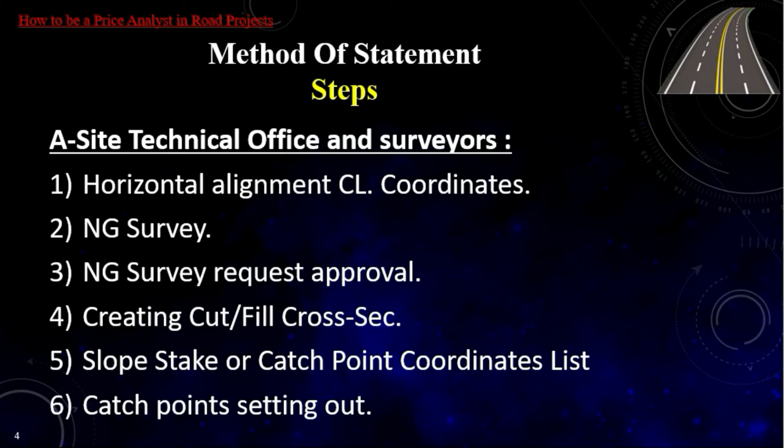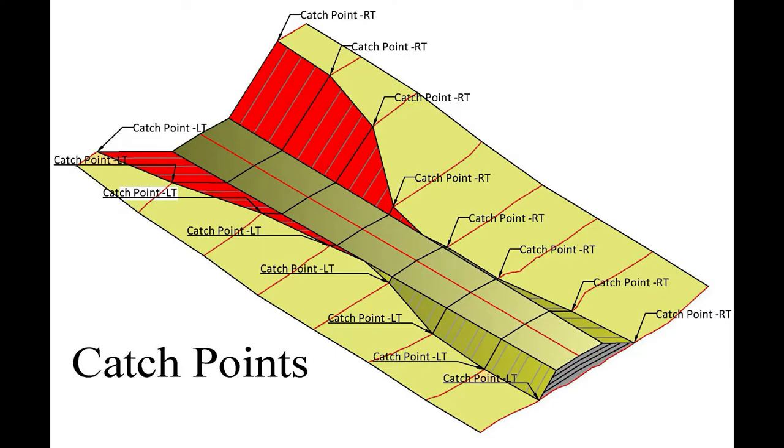5. Slope stake or catch point coordinates list, by which a list of catch points can be created and given to the surveyors. 6. Catch points setting out. Setting out catch points and requesting approval is a must before landing any equipment or machines. These points are the boundaries of cut or fill.